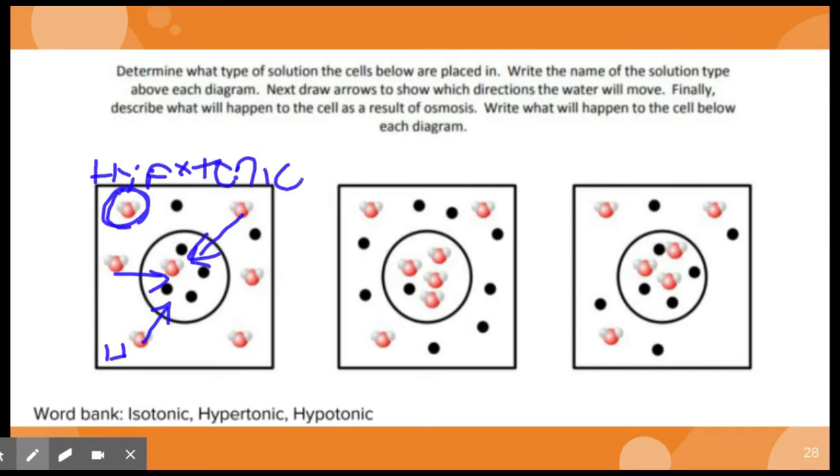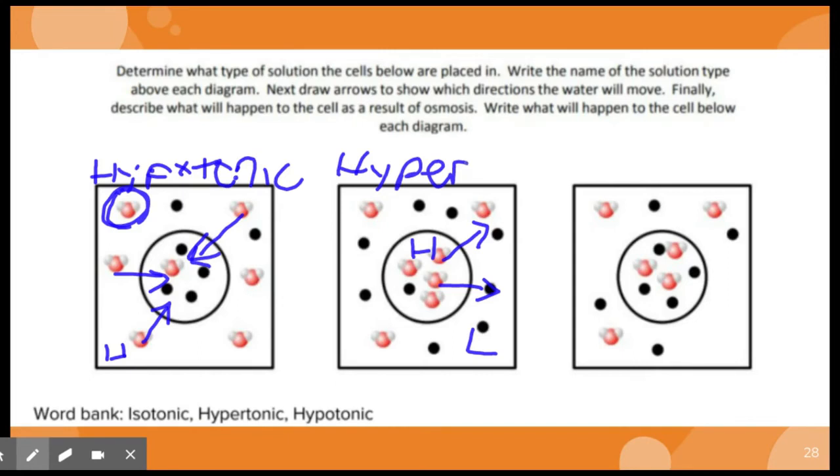Now, number 2, I have more water on the inside and less water on the outside. So my water is going to move from high concentration to low concentration. This is a hypertonic solution, and what's going to end up happening is my cell is going to shrink down because less water is on the inside.